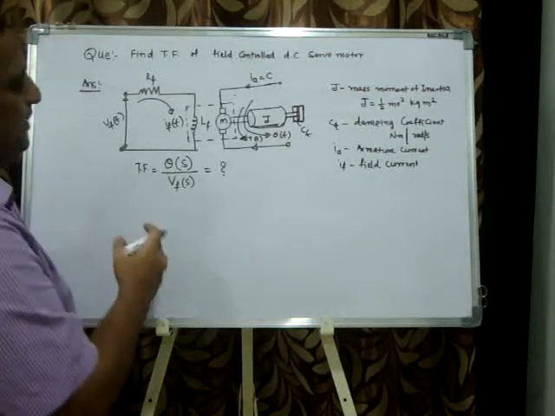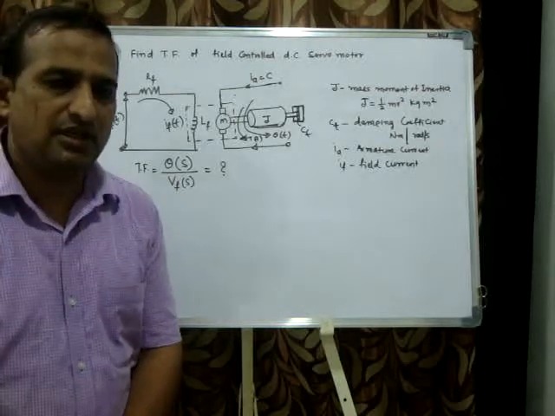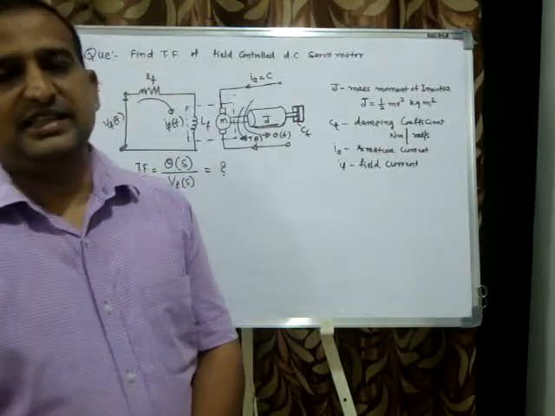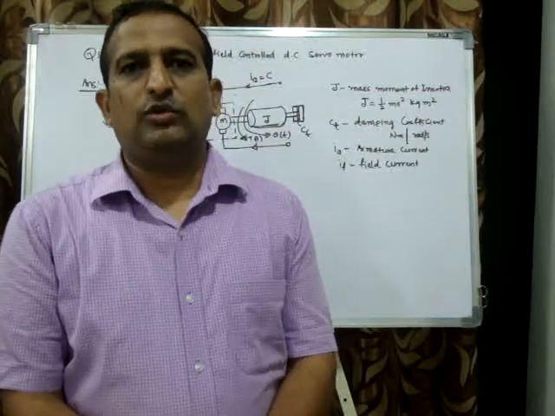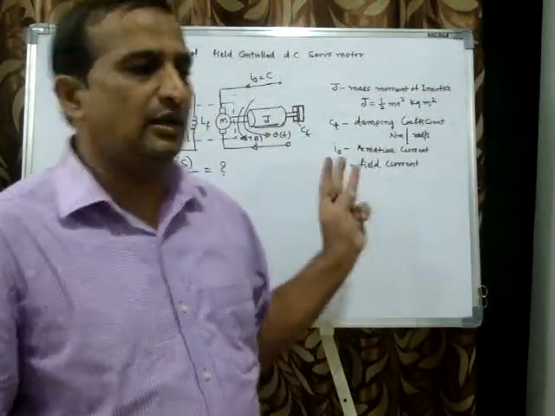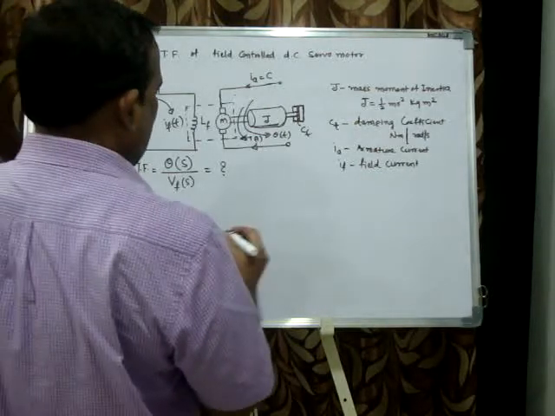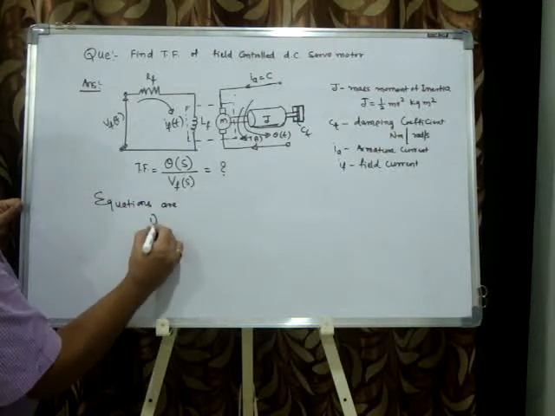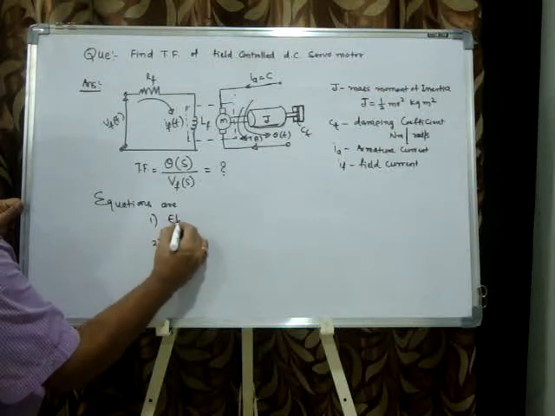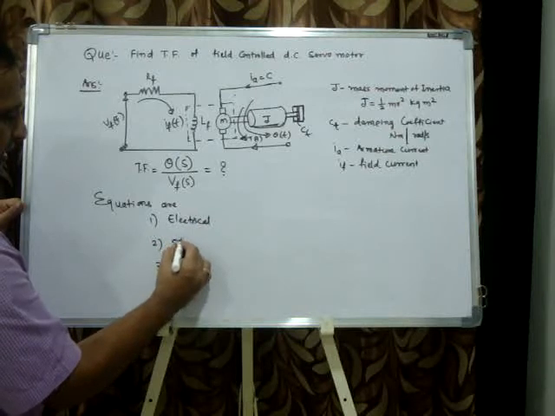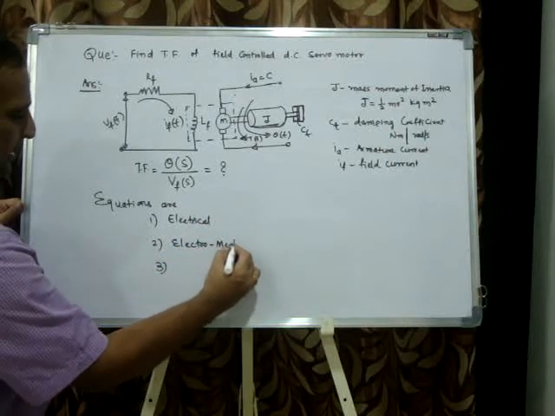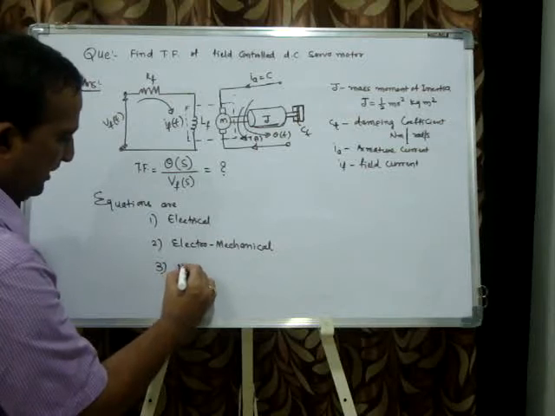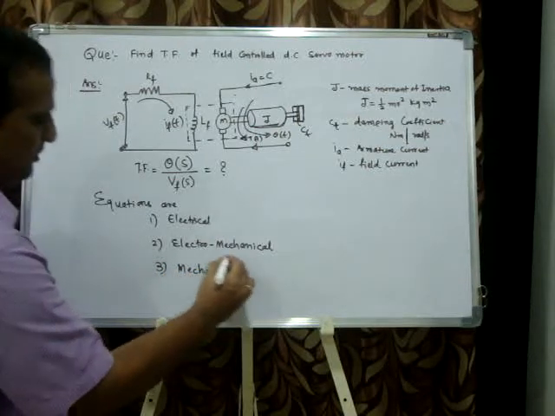So now in the previous case, in the armature controlled DC servo motor, four equations we have written. The first one was mechanical, second and third are electromechanical, and fourth one is pure mechanical. But here you write only three equations. The first one is a pure electrical equation. Second one is called electromechanical equation. Input is electrical, output is mechanical. Third one is pure mechanical equation. There are three equations you have to write.